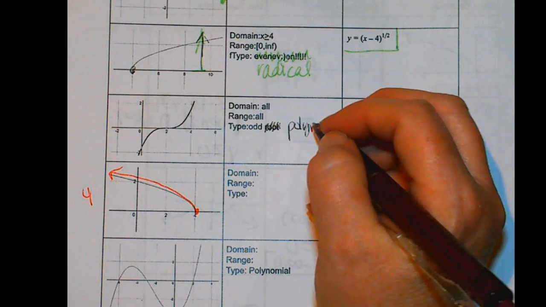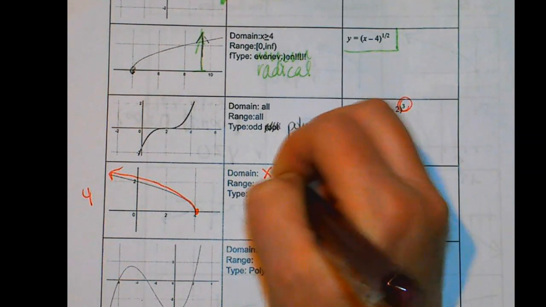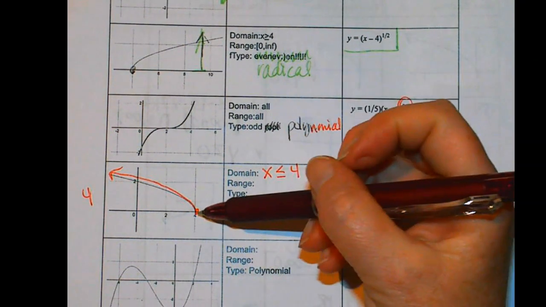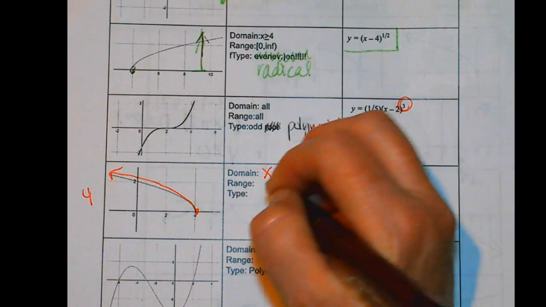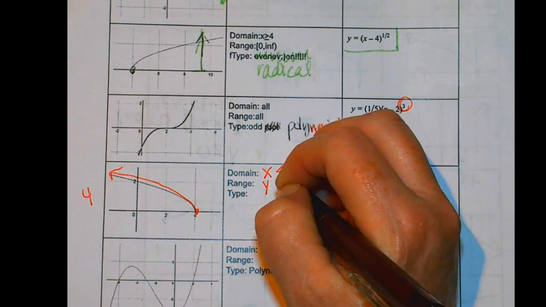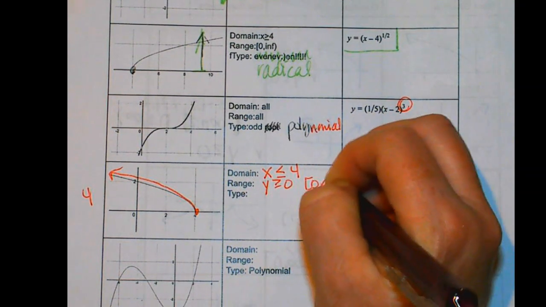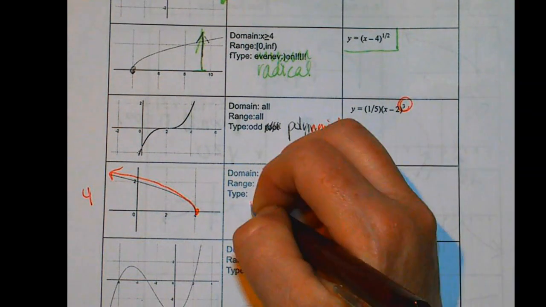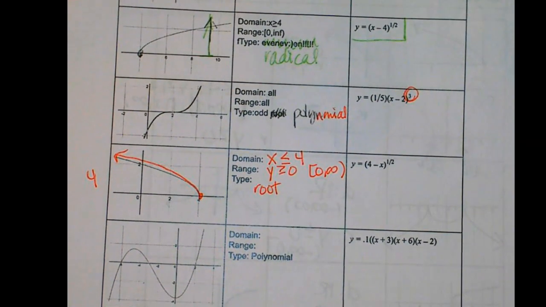And so the domain for this one is what? X is less than or equal to what? 4. And you can see it in the graph. You start at 4 and then you go smaller than. How about the range? 0 to infinity, y greater than or equal to 0. Here's the 0 to infinity looking one. And then the type, we call this a root. You could call it an even root if you wanted to be more specific, but a root function.